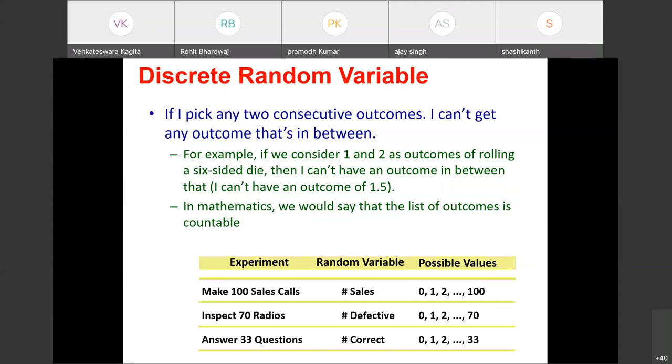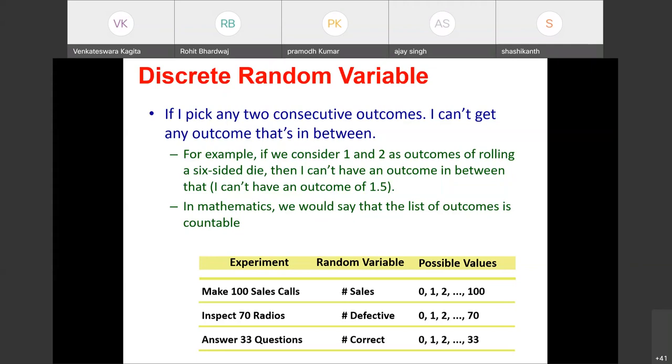Like these are some of the examples. Suppose you make an experiment of making 100 sales calls and the random variable represents the number of sales. If you make 100 sales calls, either you may get one sale or zero sales or two sales, or 100 sales is also possible. So the possible values for this number of sales random variable are 0 to 100. It cannot be 1.5 sales or 2.3 sales, something like that. So the possible values are either 0 or 1 or 2 or so on up to 100.